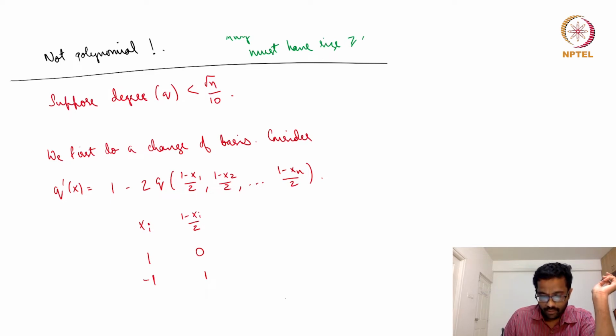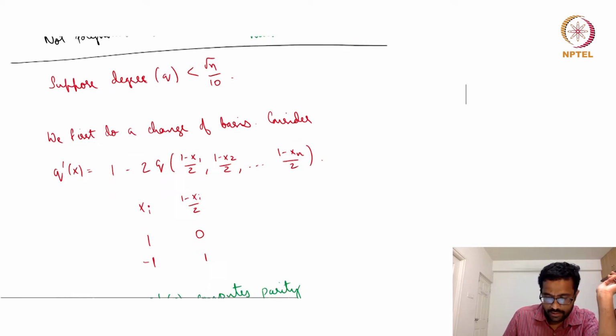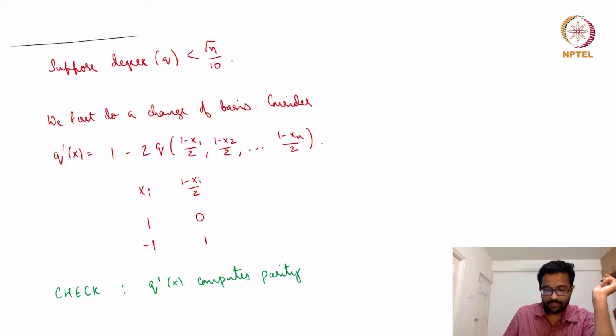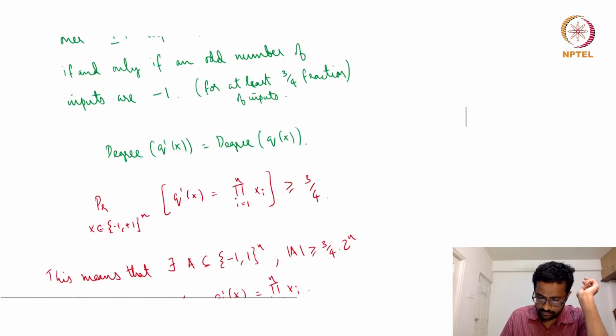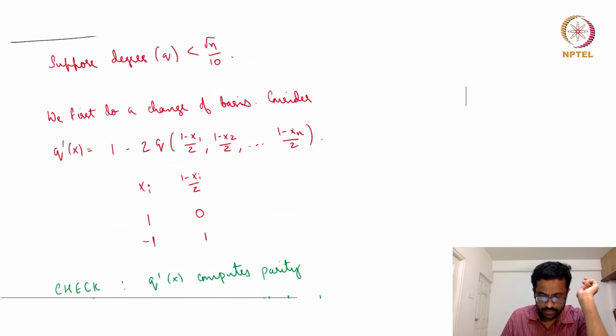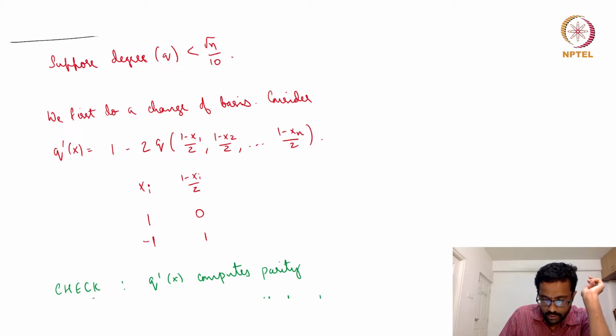Okay, first let us do a change of basis. So let us define Q prime. And what is Q prime? It is Q evaluated at a substitution, where we are replacing the variables. The variables of Q are x1, x2, and so on. So now we are replacing them with (1 minus x1) divided by 2, (1 minus x2) divided by 2, and so on, up to (1 minus xn) divided by 2.